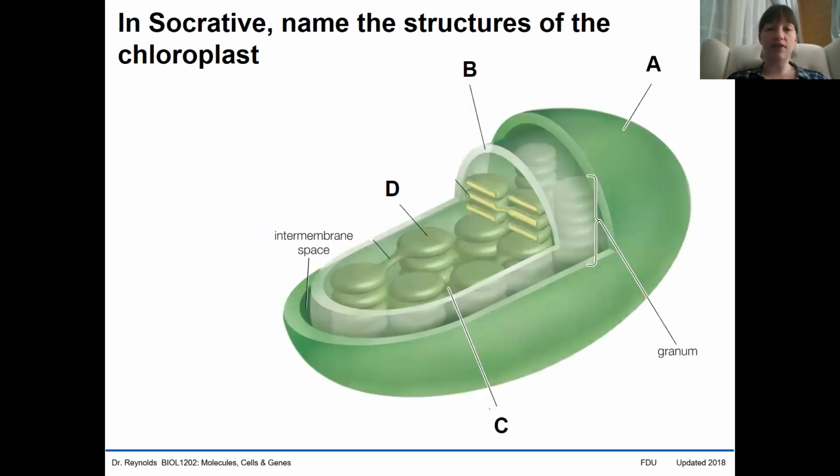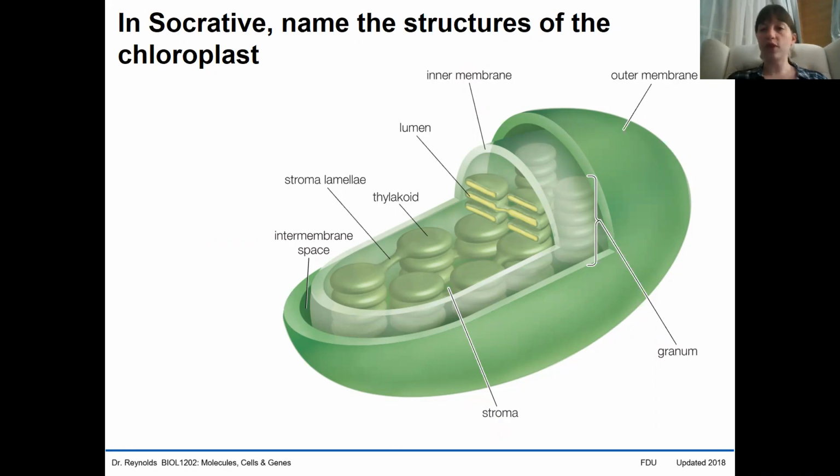Now in Socrative, I want you to tell me the name of these structures. Go ahead and pause here so you can use this picture as reference and come back when you're done. Hopefully you recognize the outer and inner membrane, that these thylakoids are the names for the membranous sacs inside, and that they're surrounded by a liquid known as the stroma.